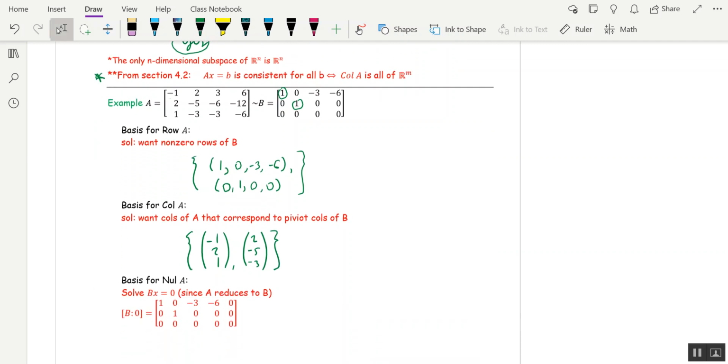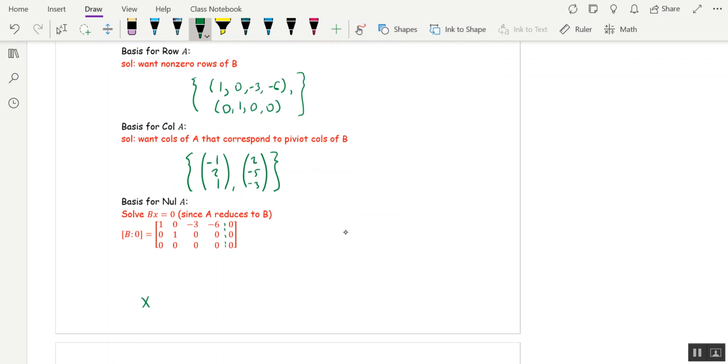Find a basis for null A. We can just solve Bx = 0. Since B is row equivalent to A, B is already in reduced echelon form. So what I did is just augmented B with the 0 vector, and I don't have to do any reductions. There are 4 variables. I start at the bottom. X4, this is the only one where you actually have to do work. X4 is free, so we'll call it t. X3 is free, we'll call it s. The second line reads x2 is 0, and x1 is 3s plus 6t.